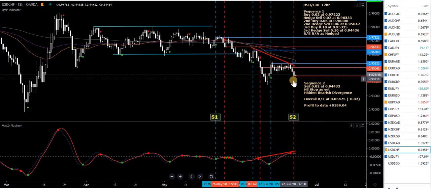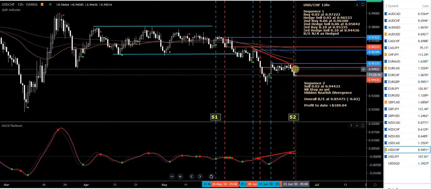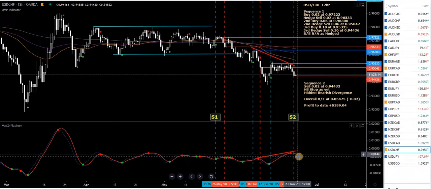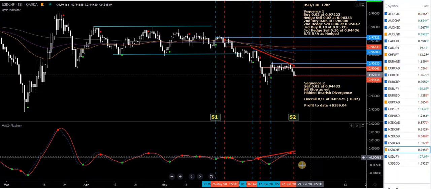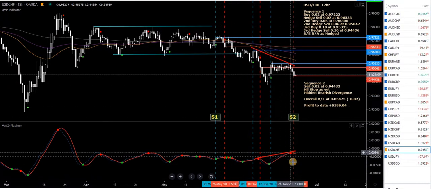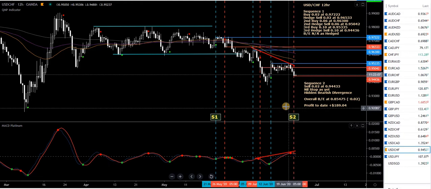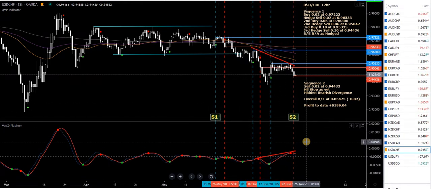But the plan is, in the meantime, try and get some pips out of sequence 2 and wait for the MACD Platinum to roll down, then go back up and then start taking more buys, maybe at sequence 3 or a new sequence 2 and adding to sequence 1. All sounds a bit confusing, but that's just the way I'm trading the 12-hour charts, trying to get as many trades on as possible and just keep on hammering them.